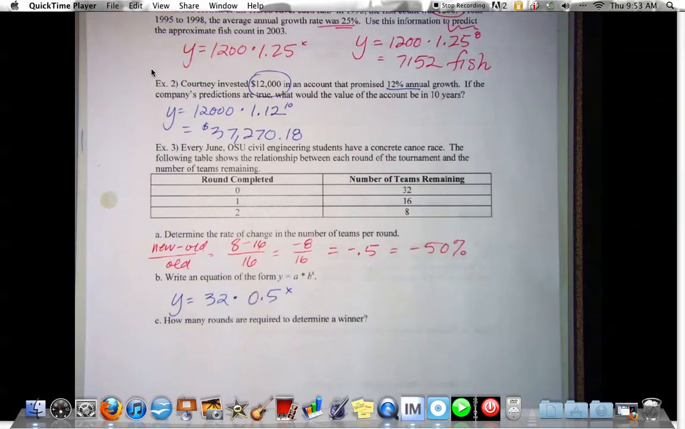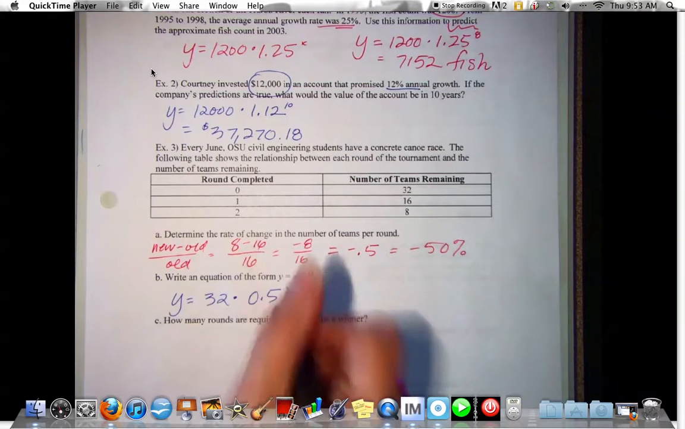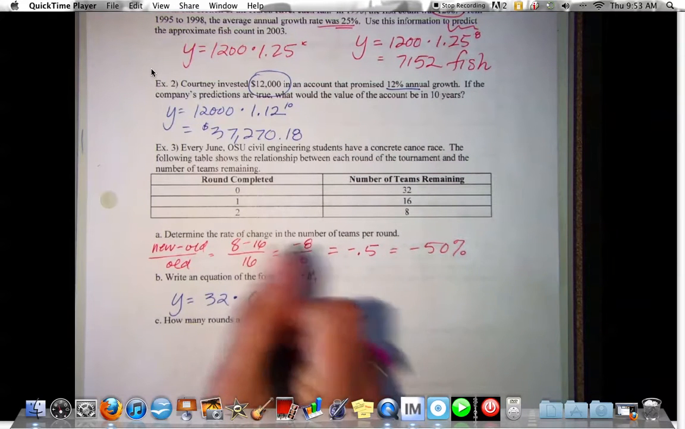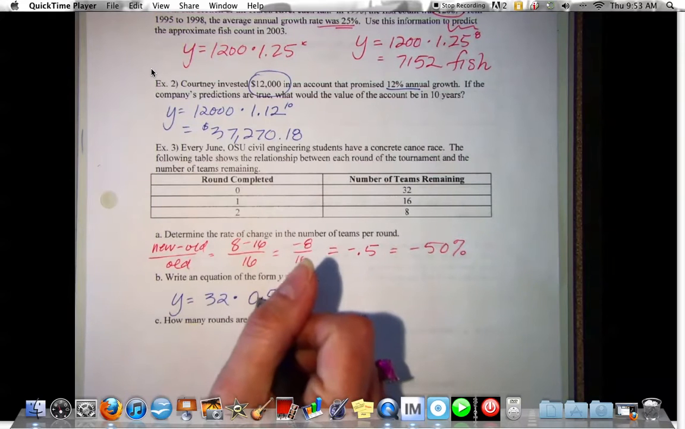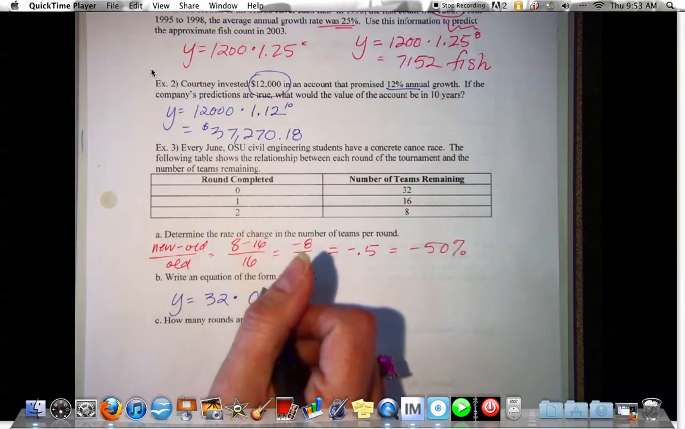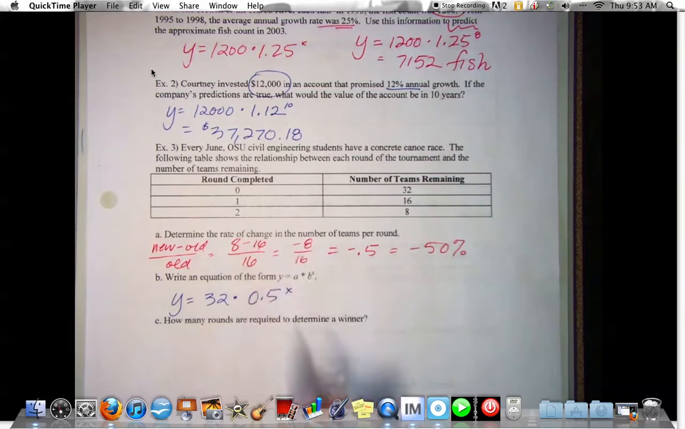Remember, the 1 is positive, and some of the growth rates are negative. So you're never going to have a negative factor here. Never. You might have something super, super small, but you're never going to have anything negative.